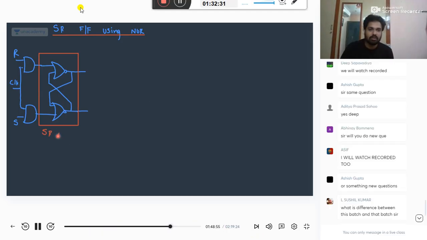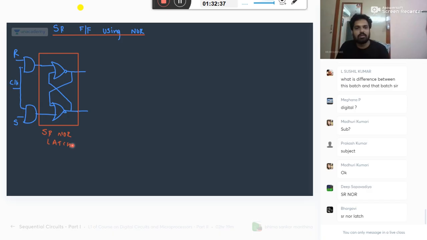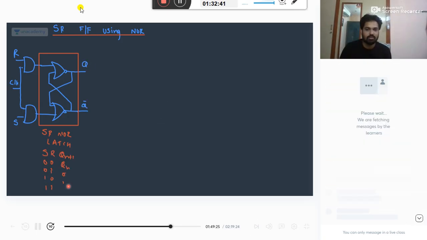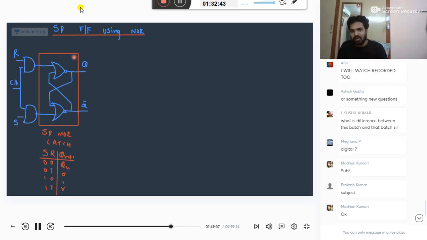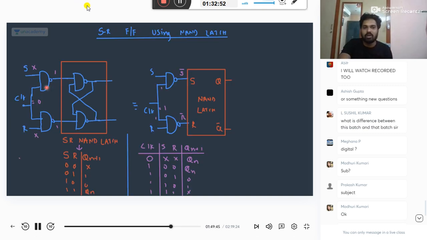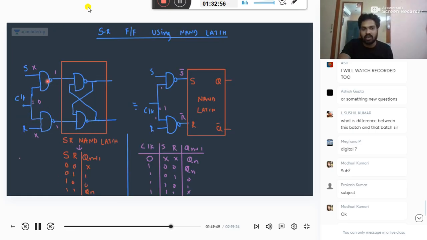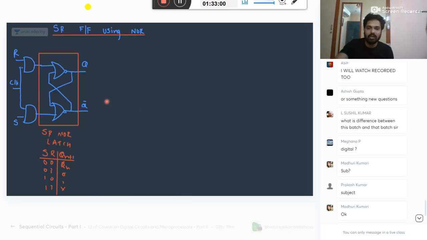SR NOR latch. This is your Q10. NOR means not all gates are NOR gates. The box part will be NOR. The outside part can be anything, depending on my requirement. Here NAND will do my job, here AND will do my job. Because it is active low, to convert active low into active high, I use this. So come here.